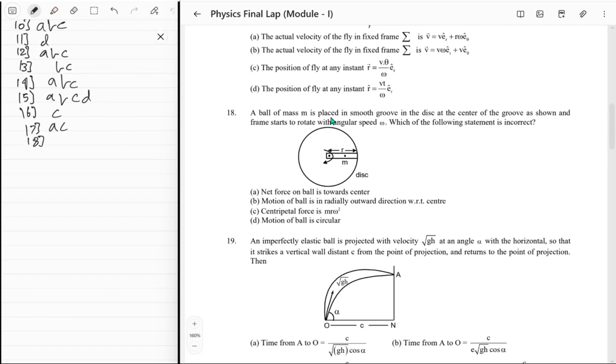Okay, 19th. No, 18th. A ball of mass m is placed in a smooth groove in the disk at the center of the groove as shown, and the frame starts to rotate with angular speed omega. This is the disk, okay. So the following is correct: net force on ball is towards center.